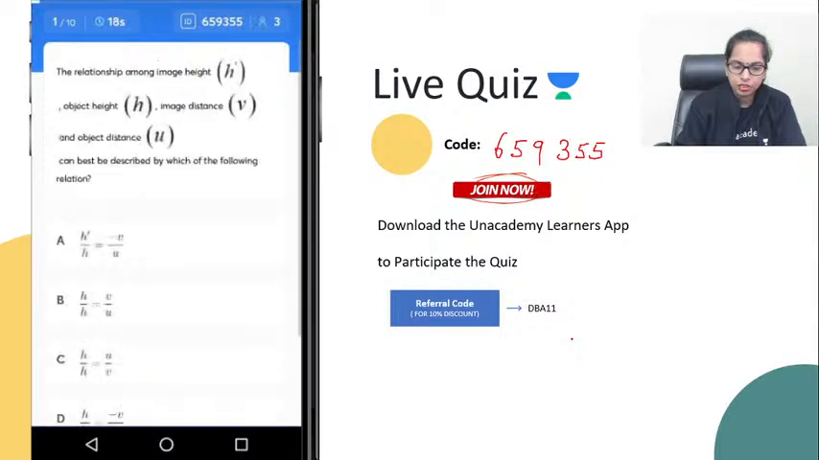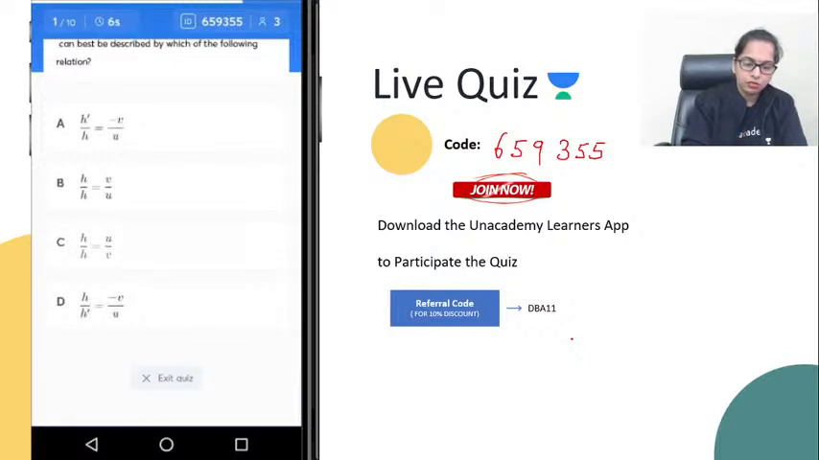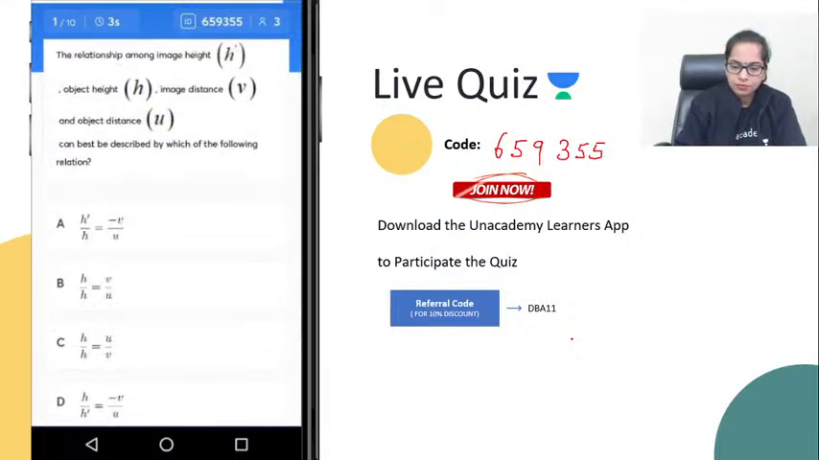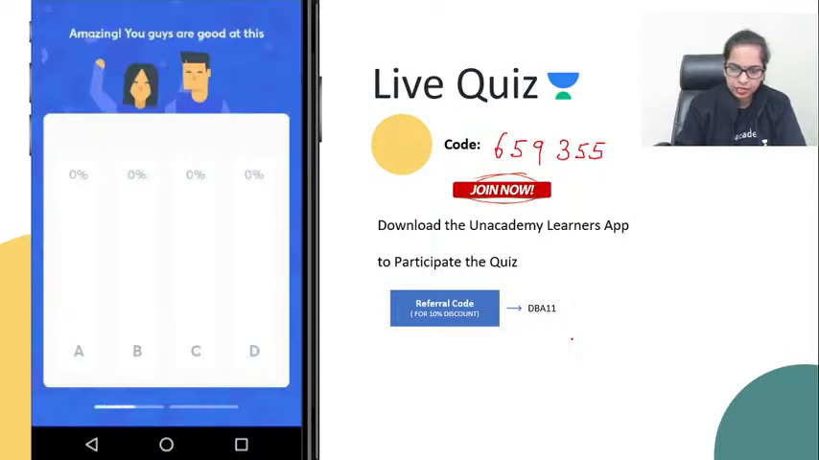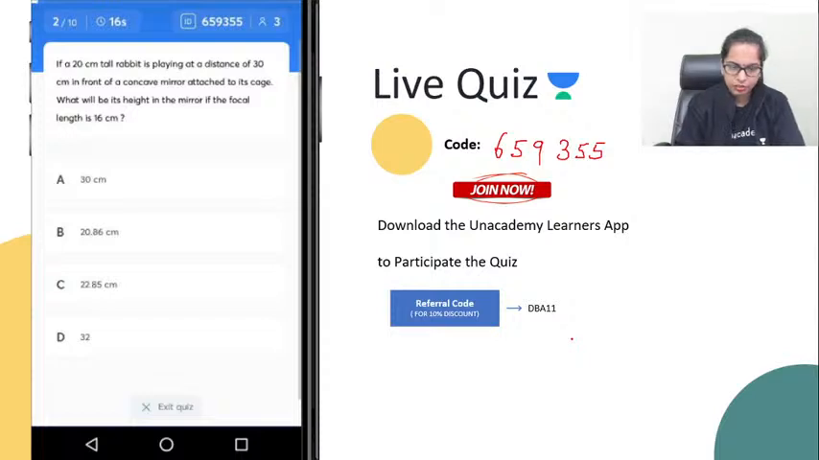Okay, first question. The relationship among height, image and object distance can best be described by using the formula. Which formula? Quickly. Okay, time's up. Let's see how many have been able to answer it correctly. Okay, leaderboard is not visible.